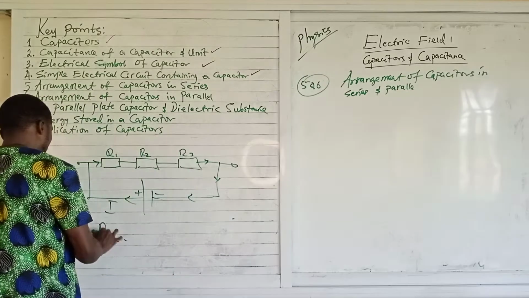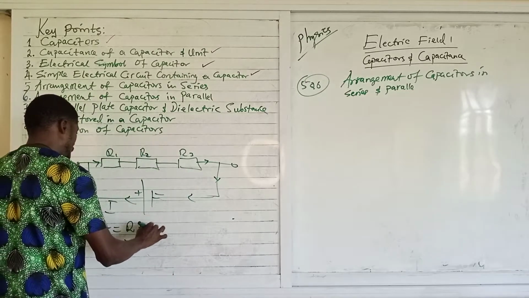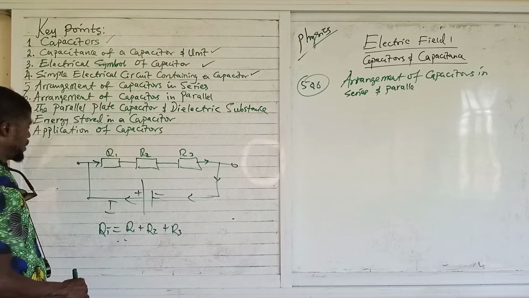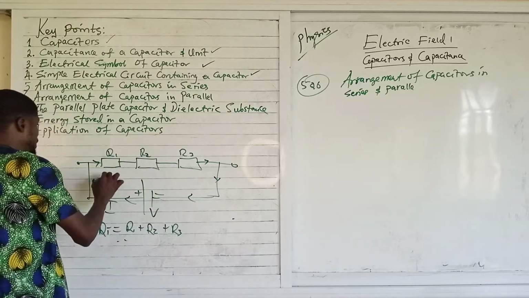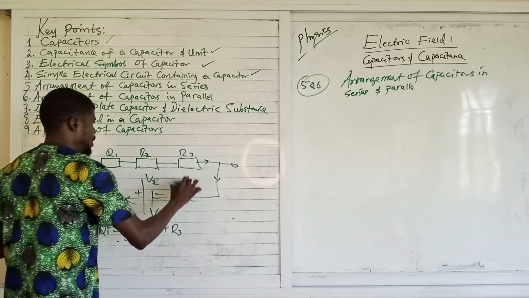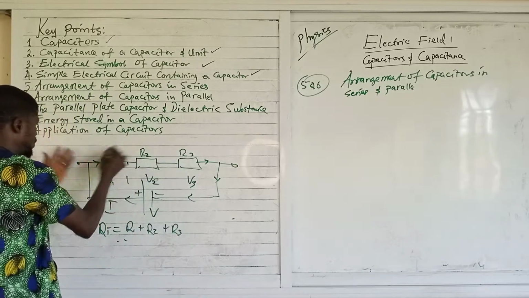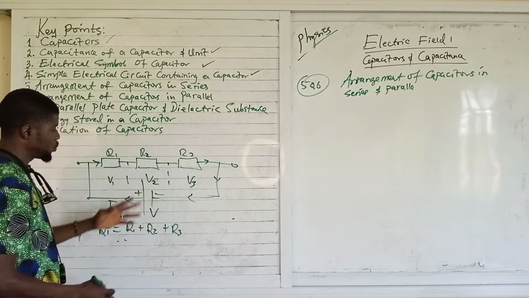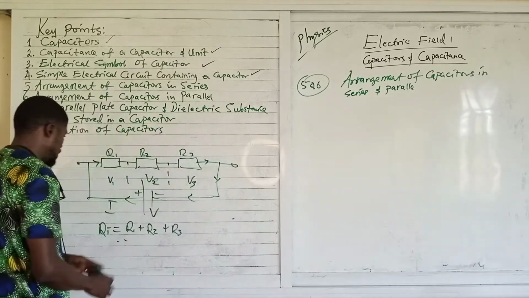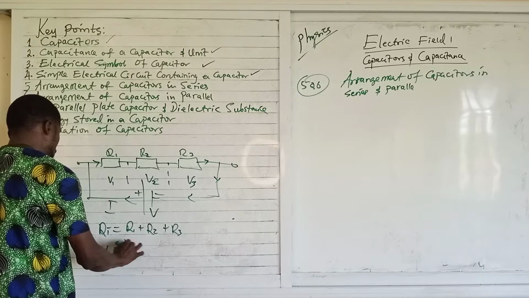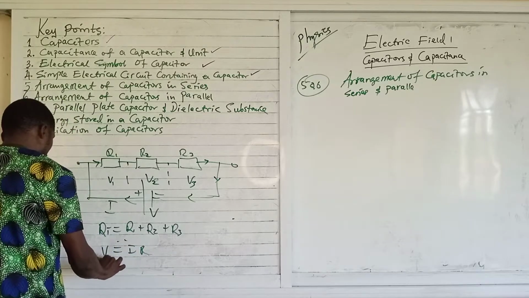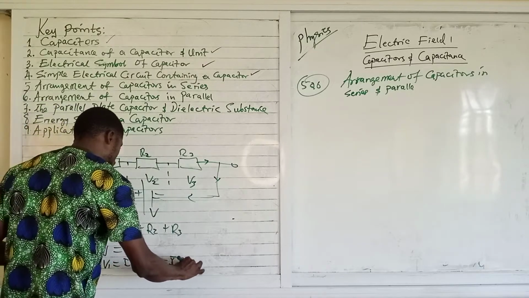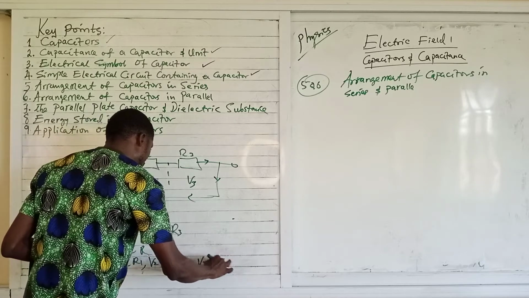Very simple. You say that your RT is equal to R1 plus R2 plus R3. That is that for that. And then you're going to have the same current but different voltage across. The voltage across R1 is V1, the voltage across R2 is V2, the voltage across R3 is V3. And so from Ohm's law, V is equal to IR, you're going to have V1 equal to IR1, V2 equal to IR2, and V3 equal to IR3.